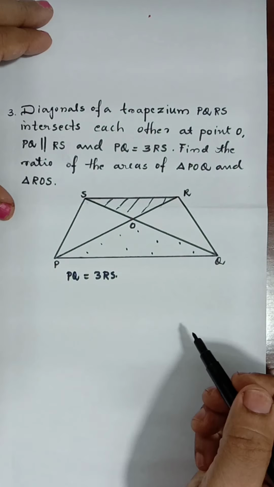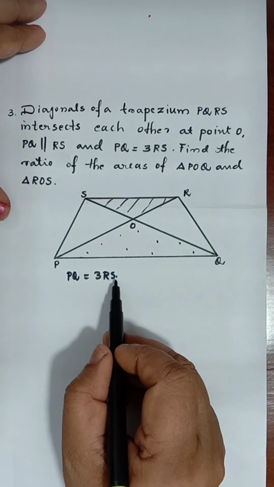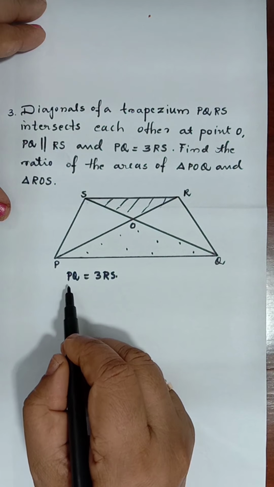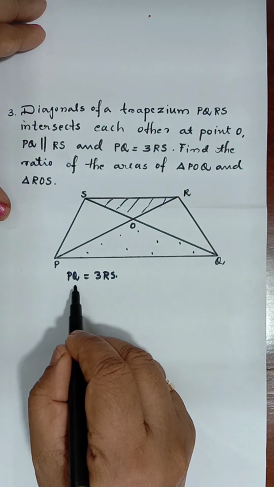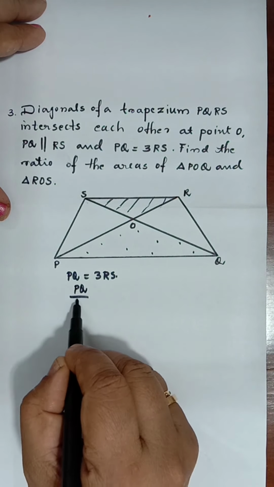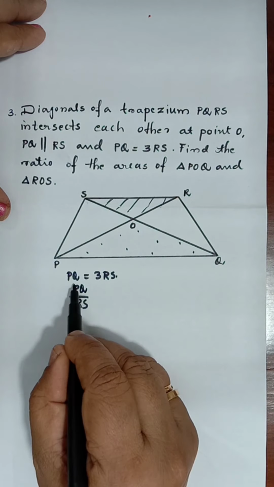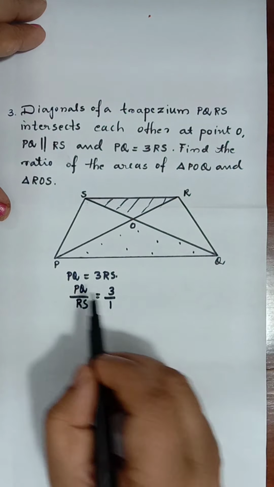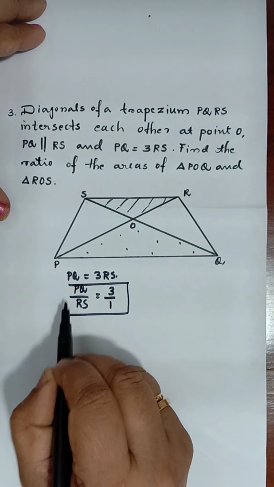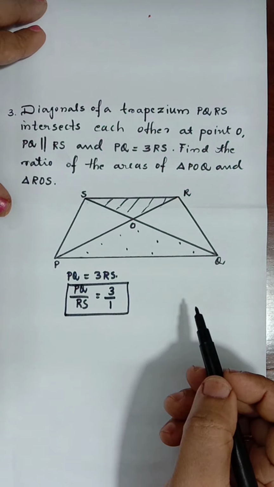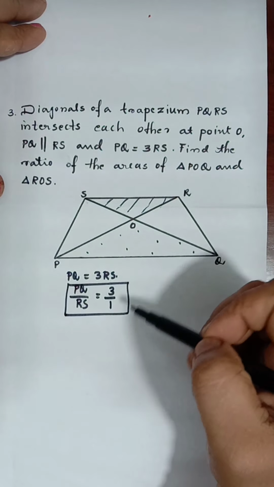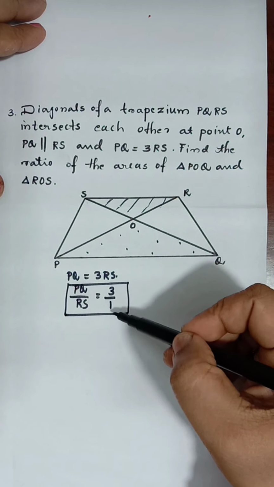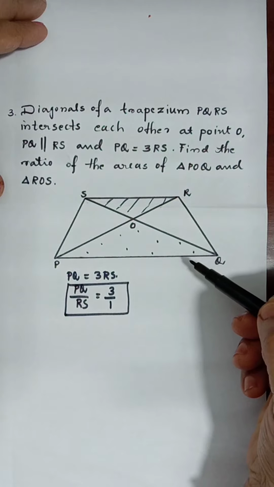Let us see that. Already we have PQ equal to 3RS. Therefore, we can write the ratio PQ by RS. Take this to the left side, it becomes 3, and 3 is actually 3 by 1. This ratio we got. First, we have proved PQ by RS equal to 3 by 1. We will be using it later.